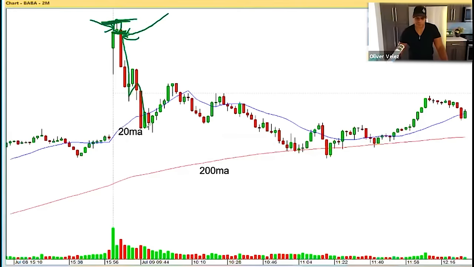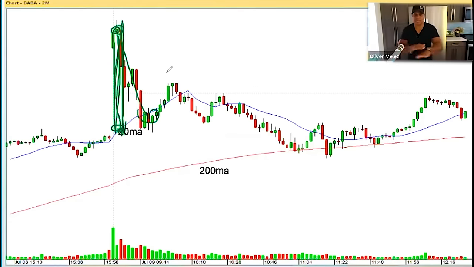and benefit all the way back to the 20 period moving average, where now the stock, guys, is closing the gap between itself and the 20 period moving average. Gap closed, done, trade over, okay? But that's actually a different topic. We're gonna talk about scalping.